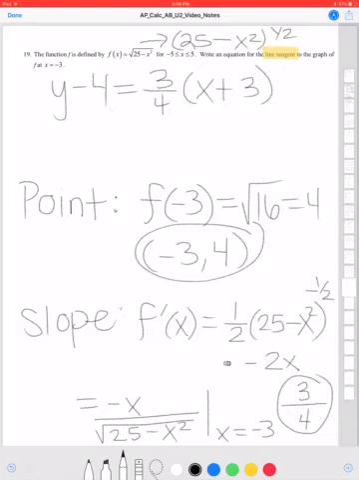This is a totally acceptable answer for a free response question. I would not go any further. If the answer choices are written in slope-intercept form, you may need to go ahead and distribute. Alright, and then add 4 to the other side.